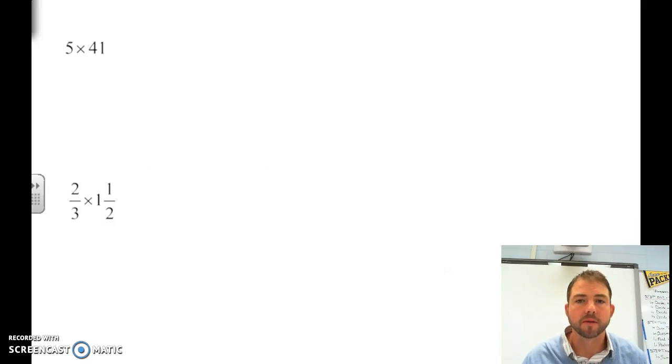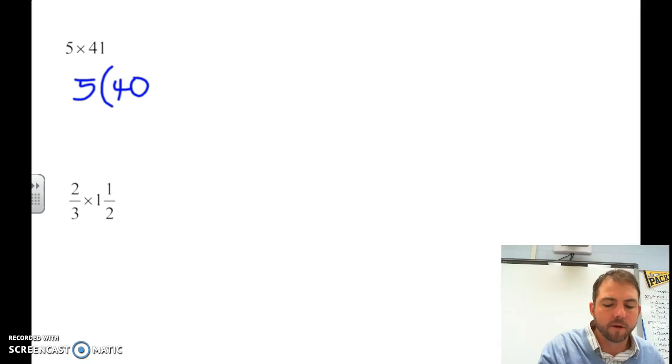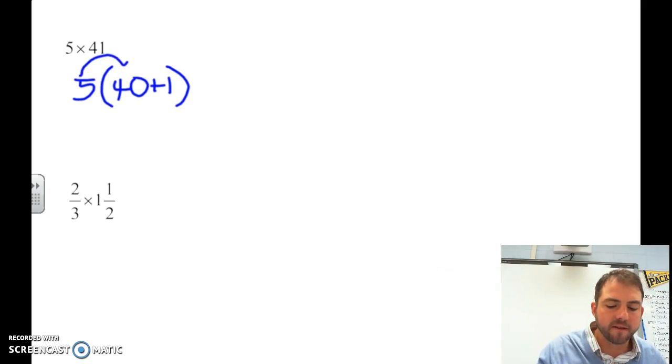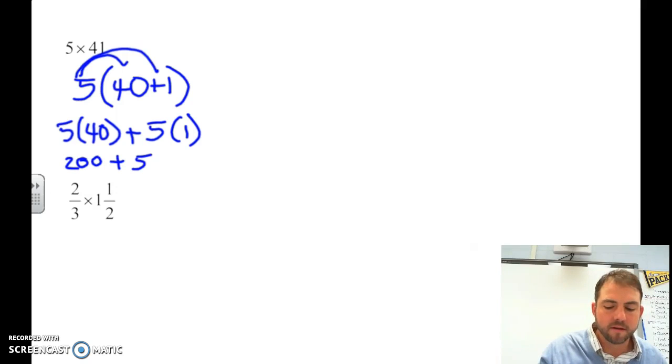Let's look at 2 more examples and try it one more time. 5 times, break it apart, 40 plus 1. This becomes a more manageable mental math problem because now I know that I can multiply 5 times 40 plus 5 times 1. 5 times 40 is 200 plus 5. We have an answer of 205.